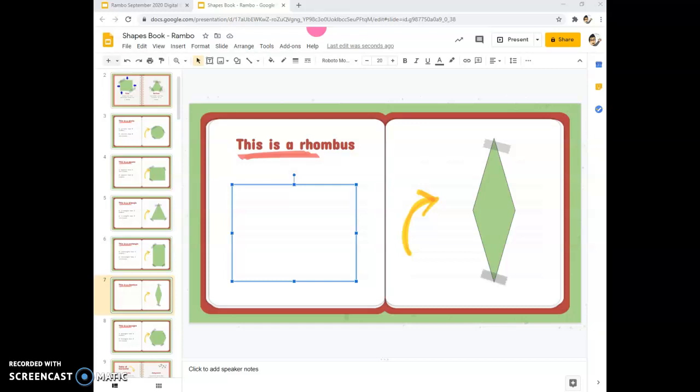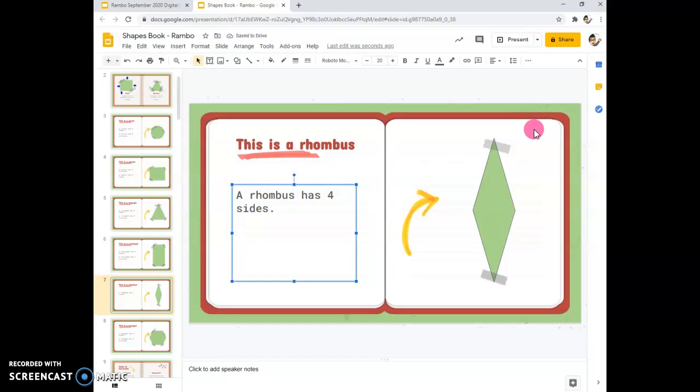Noe, this is a rhombus. How many sides does a rhombus have? 3. Count again. Double check your work. 1, 2, 3, 4. A rhombus has 4 sides. All right.